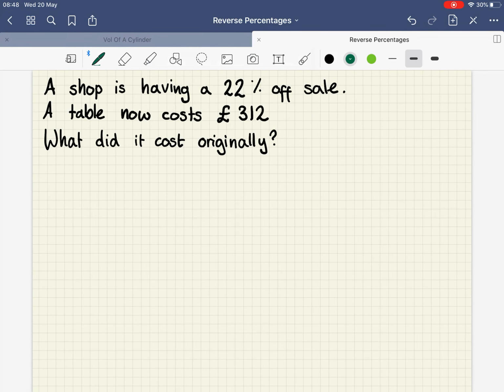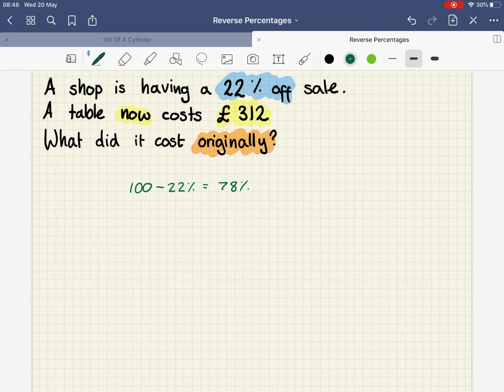So a shop is having a 22% off sale. The table now costs £312. What did it cost originally? So again, starting my setup same as before. So it's off, so I'm going to take away. So I'm going to have 78%.